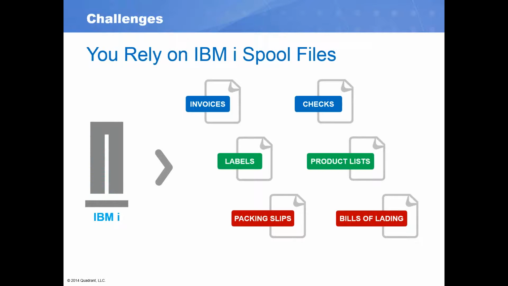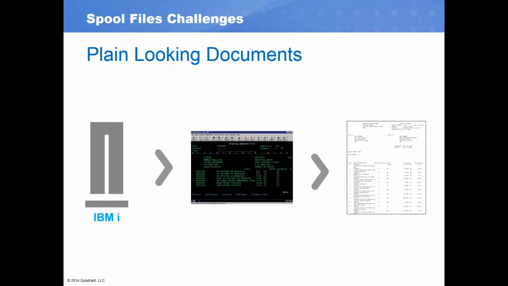So let's get started by quickly reviewing some of the major challenges with spool files. Companies today rely on IBMi-generated spool files for critical documents like invoices, checks, labels, product lists. It could be a document generated by your ERP application, or it could be generated by your own custom application. Unfortunately, most IBMi documents generated from spool files are plain text. They can be hard to read.